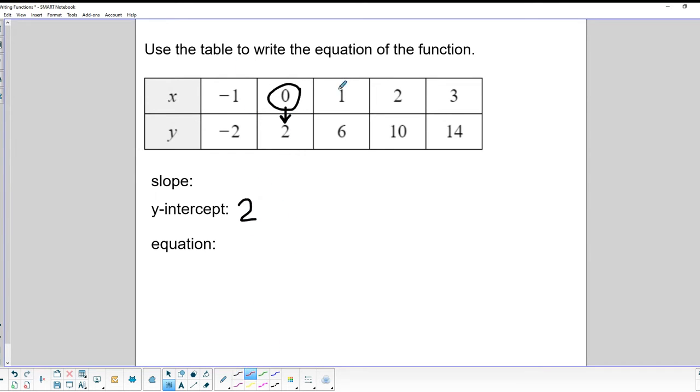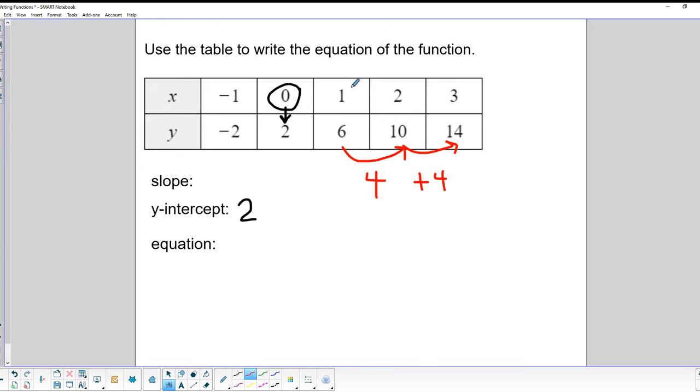So to find the slope, we need to find the change in y over the change in x. In this case, we've got the y values on the bottom. So to go from 6 to 10, that's an increase of 4. Let's just look at another one just to double check that. To go from 10 to 14, that's a change of 4.